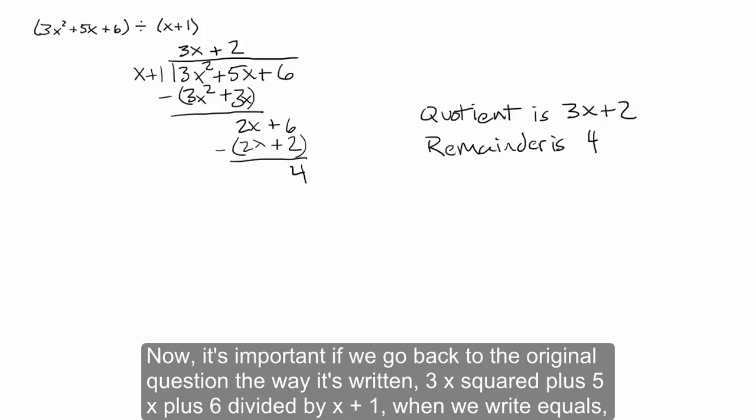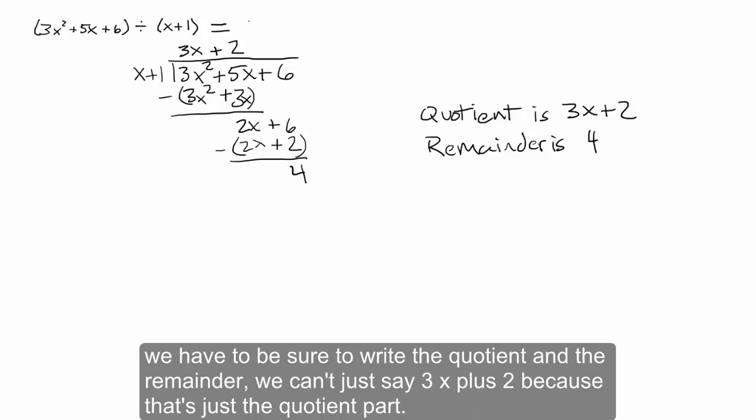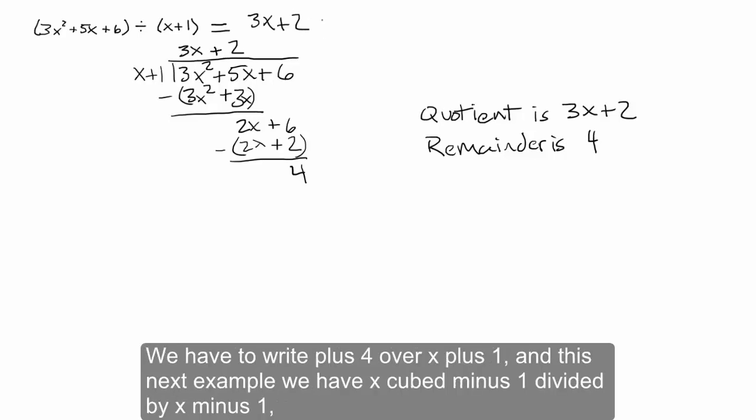Now it's important, if we go back to the original question, the way it's written, 3x squared plus 5x plus 6 divided by x plus 1, when we write equals, we have to be sure to write the quotient and the remainder. We can't just say 3x plus 2, because that's just the quotient part. We have to write plus 4 over x plus 1.